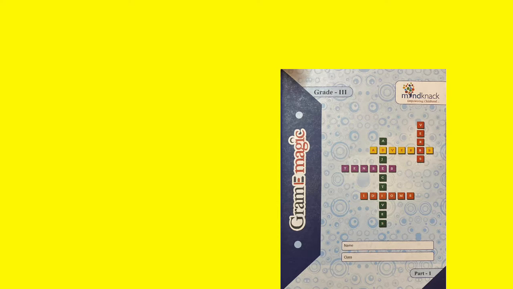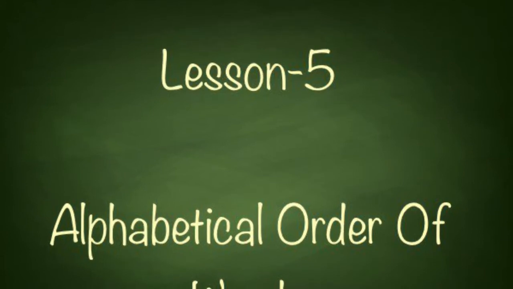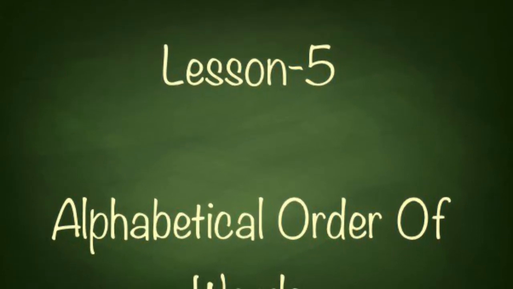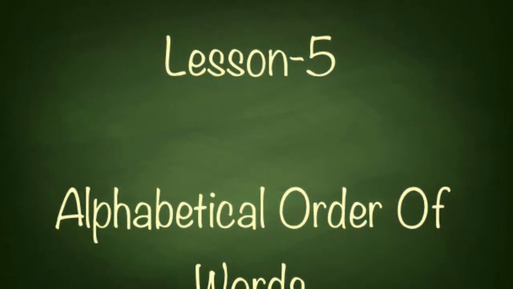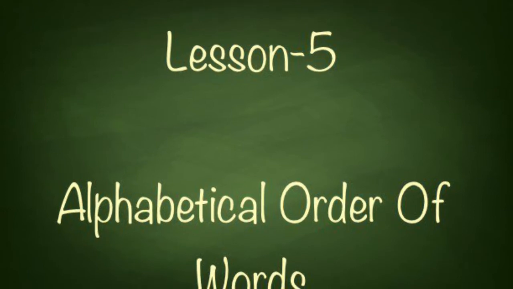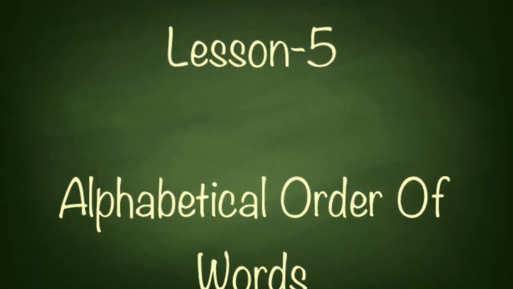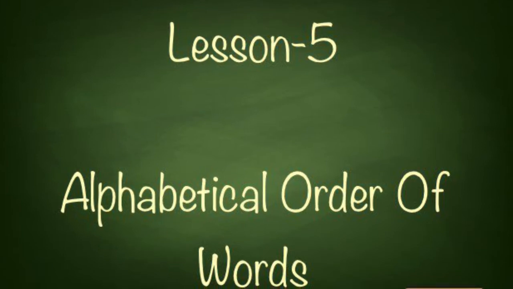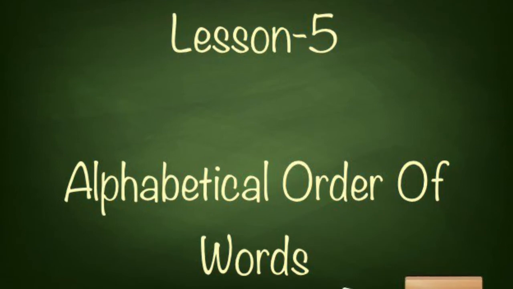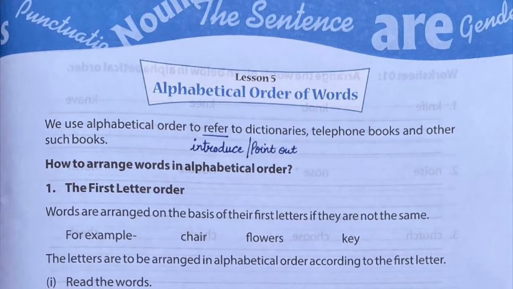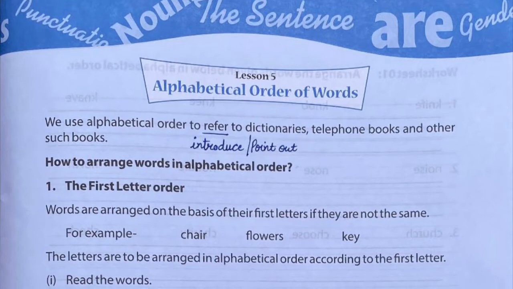So, today we are going to start with our English language book as we are going to discuss chapter 5, alphabetical order of words. So I request you to open page number 25 of your book and have a pencil in your hand so that you can note down the important points that we are going to discuss during this chapter. Okay, so during this chapter we are going to understand how we can arrange the words in alphabetical order.